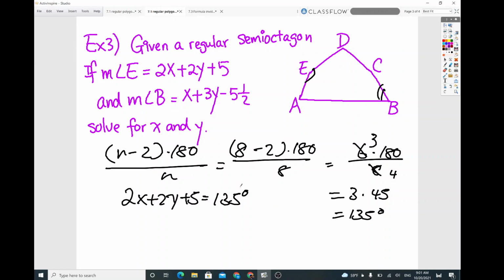And what about the measure of angle B? As you can see, that's segment AB. So this one is kind of like the angle bisector, because that's a semi-octagon, the keyword being semi. So we take half of it. So for angle B, that would be (x plus 3y minus 5) over 2, which equals half of 135, so 135 over 2. And from here, we can just solve for x and y. Now let me take this equation to the next slide.